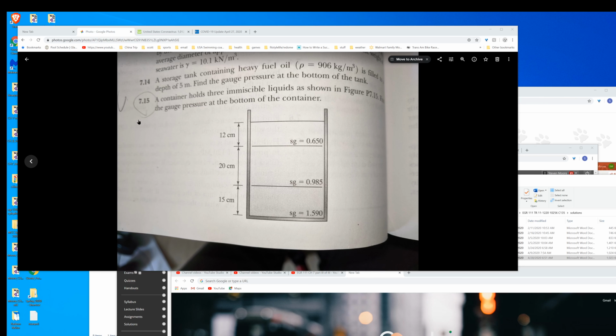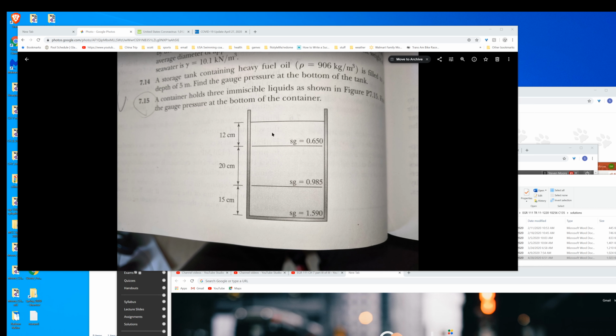I'm going to look at problem 7.15. In this problem, we're looking for the gauge pressure at the bottom of a tank with three different liquids in it, and they're immiscible, so they're not going to mix. So what we need to do is determine what the pressure is here. Okay, so we'll take a look at that.